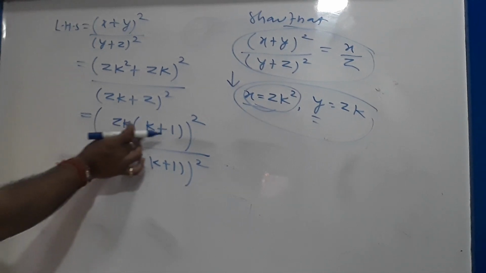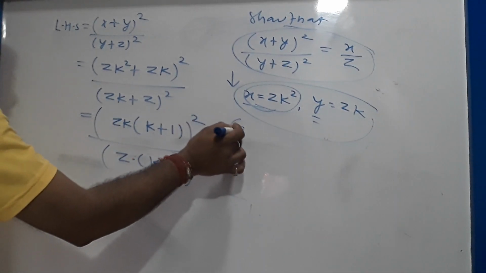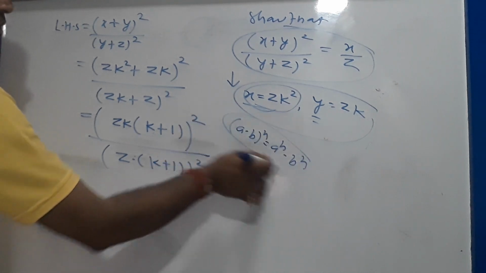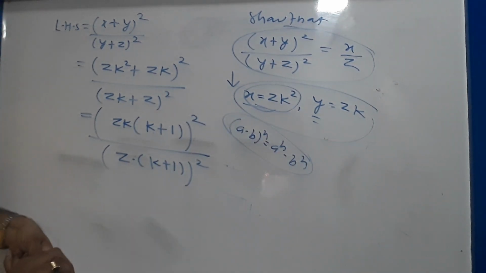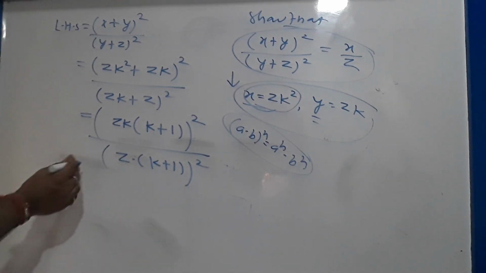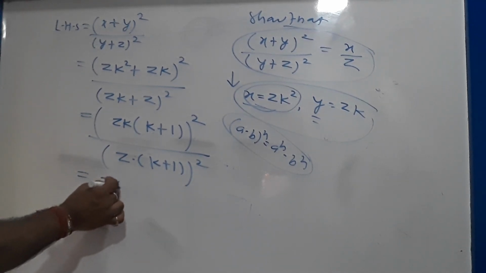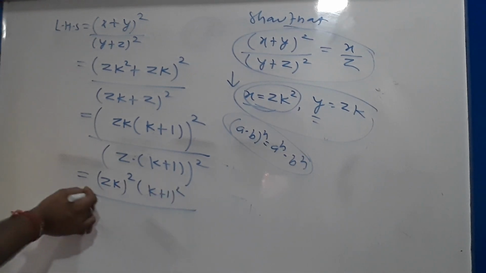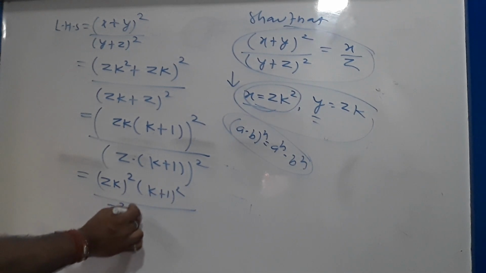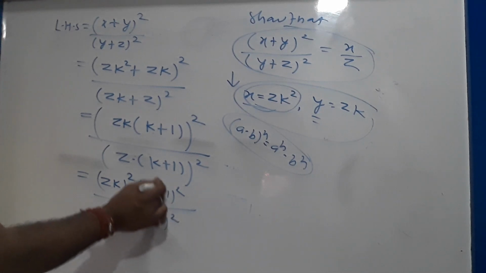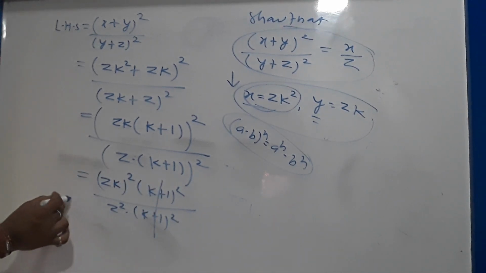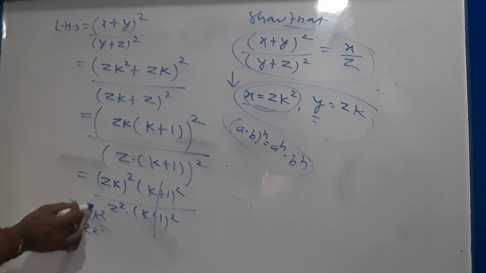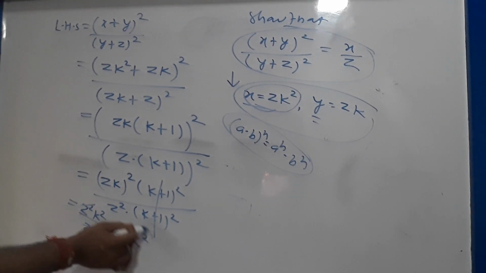So now this is (a into b) whole square, (a into b) power n. What we write? a power n into b power n. Split the power. So this will be (zk) whole square into (k plus 1) whole square upon z square into (k plus 1) whole square. (k plus 1) whole square gets cancelled. (zk) square will be z square k square upon z square, which gets cancelled. So my left hand side value is k square.